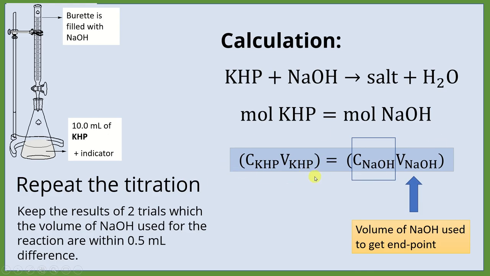This is the calculation. For the reaction between KHP and sodium hydroxide, the mole ratio is 1:1. So you can create this mathematical equation. You know the KHP concentration, and the volume of KHP. You know the volume of sodium hydroxide, which is the volume reading from the burette to get to the endpoint. Calculate the concentration of sodium hydroxide. The second part is done.